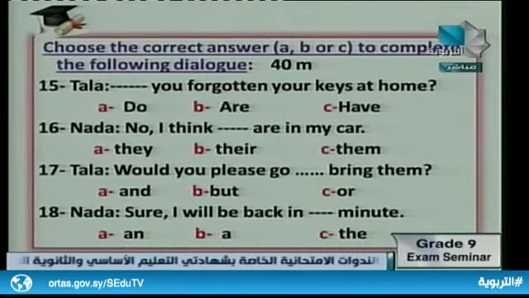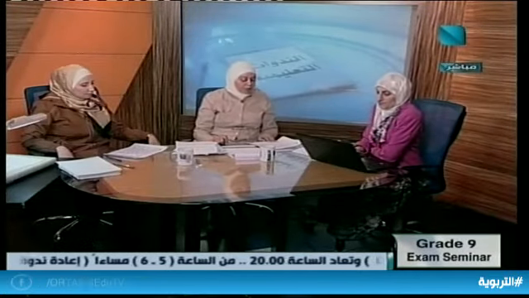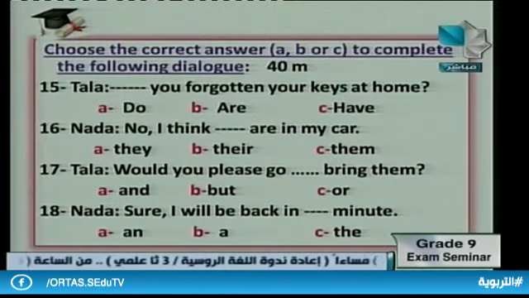That's why our advice to our dear students is to read the whole dialogue first of all, and then read sentence by sentence. From the answer, they can know what the question is, because as it's a dialogue, that might help you more to find the answer. The rubric is: choose the correct answer, A, B, or C, to complete the following dialogue. It's allotted 40 marks.